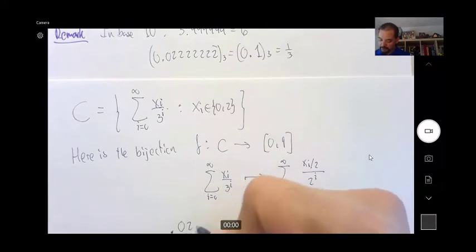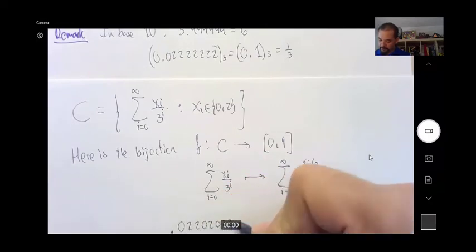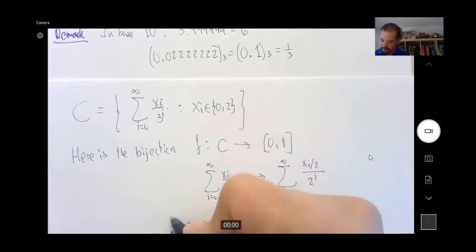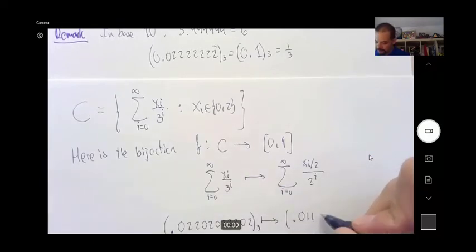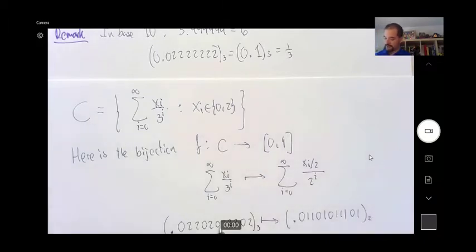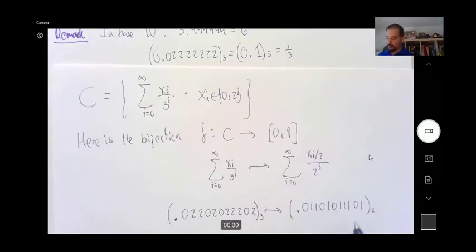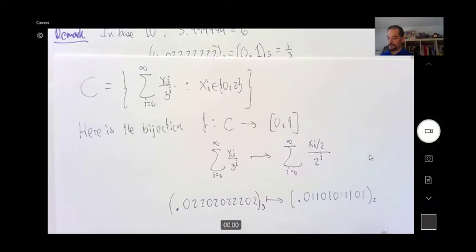For example, let me make a specific one: 0.022020220. Where am I going to send this one? Written in base 3, I'm going to send it to 0.01101011101. The only thing I did is change all the 2s to 1s. I took xi divided by 2, so the 2s become 1s, and the 0s stay the same. And then I'm writing this now in base 2. So instead of 3 to the i, now it's 2 to the i. All right? So this is the bijection.